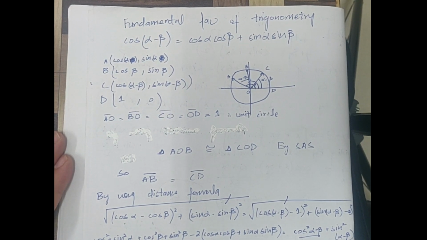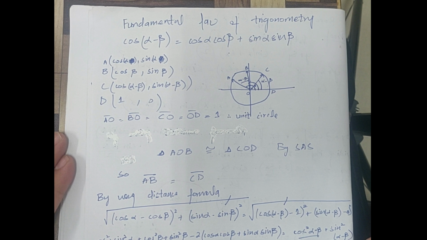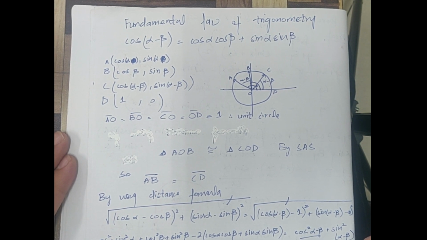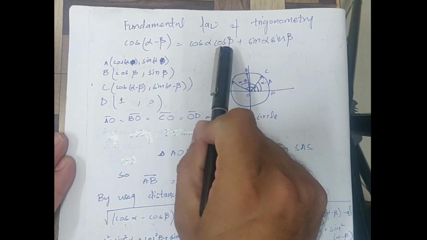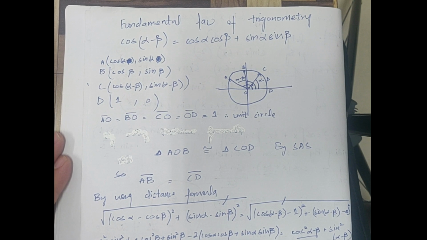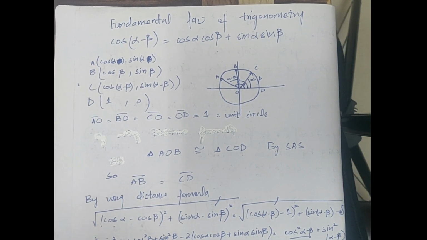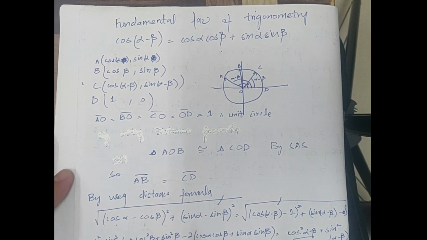Hello fellow mathletes, today we will derive the fundamental law of trigonometry, cos(alpha minus beta), which is equal to cos alpha cos beta plus sin alpha sin beta, and from this relation we will derive some other relations as well. So let's just dig right into it.